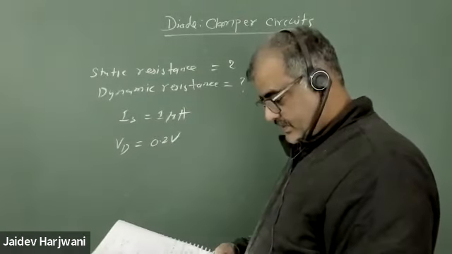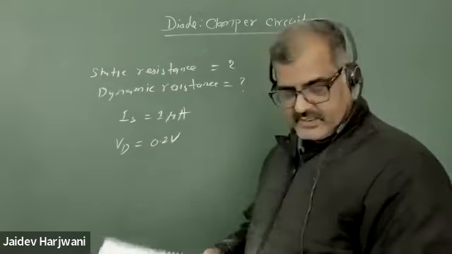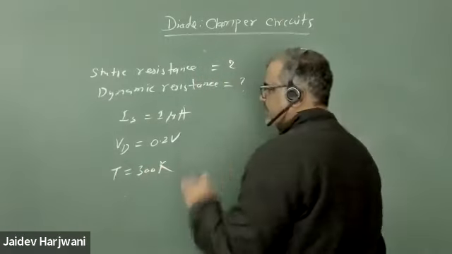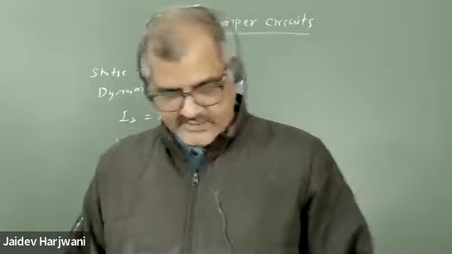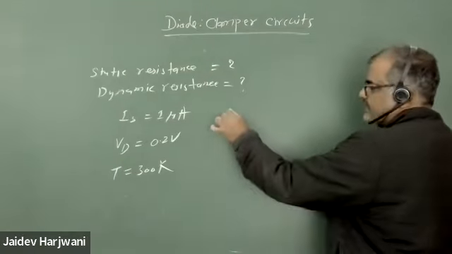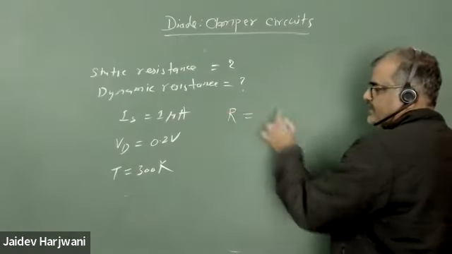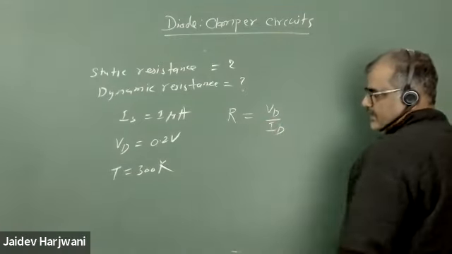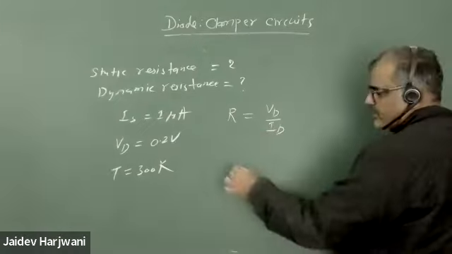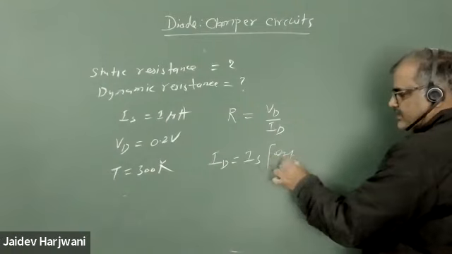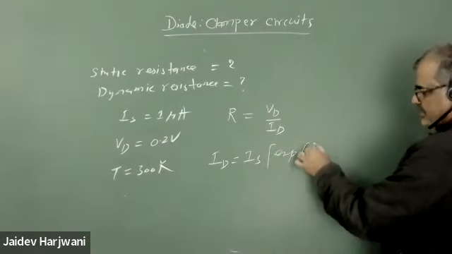Calculate, the temperature is given as 27, that is T is given as 300 Kelvin. So find the static and dynamic resistance. So what is static resistance? R, static resistance is VD upon ID. VD you know, ID you want to find out. How can I find ID? ID is IS times exponential of VD upon eta VT.